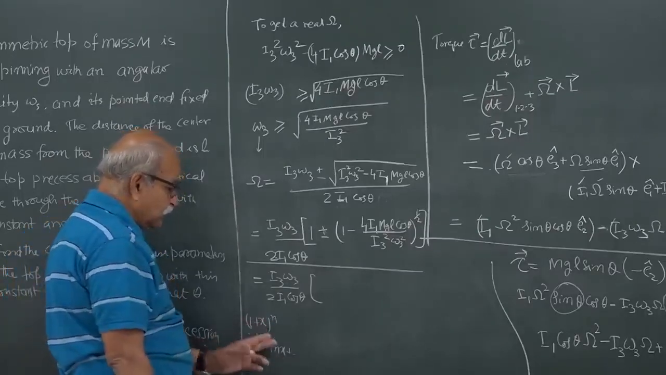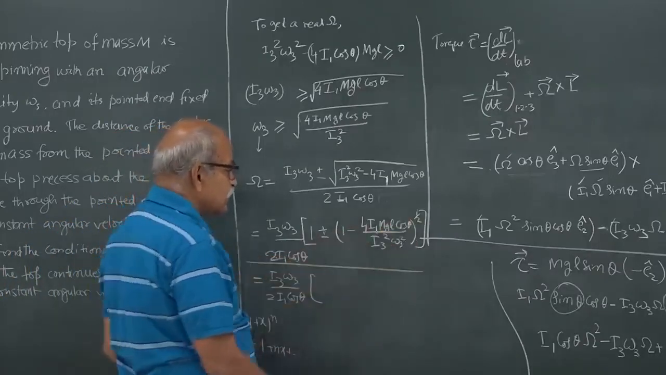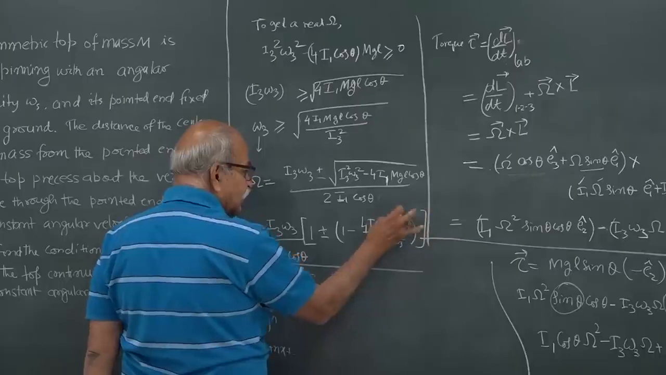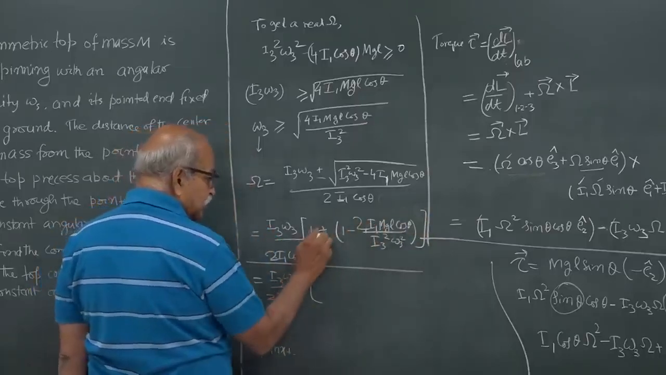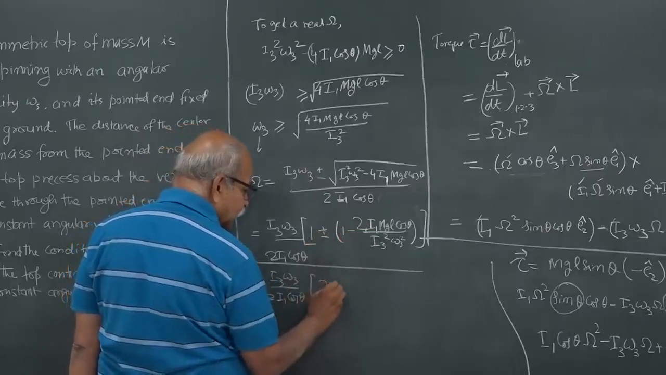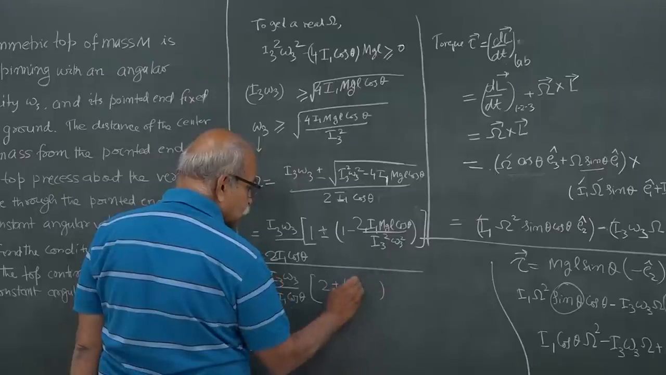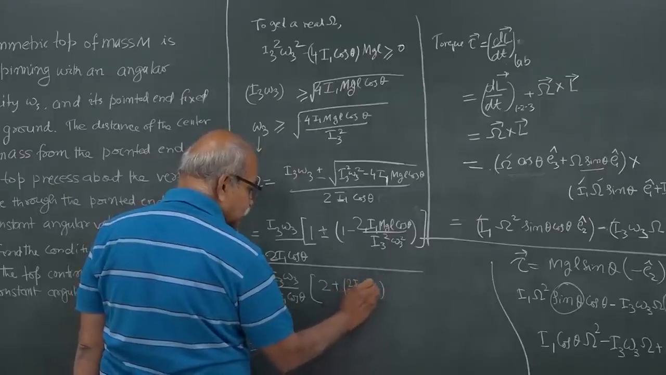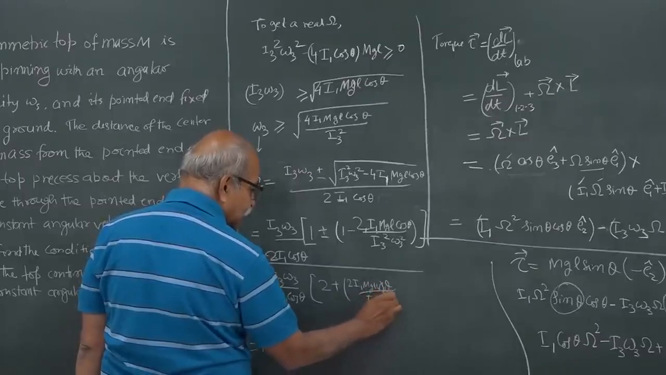So, if x is small, you can stop here. So, this half will come here, and I can do it here itself. So, this half comes here, and this becomes 2. So, if you take the positive value, it is 2 plus, and then this whole thing, 2 I_1 mgl cos theta divided by I_3 square omega_3 square.